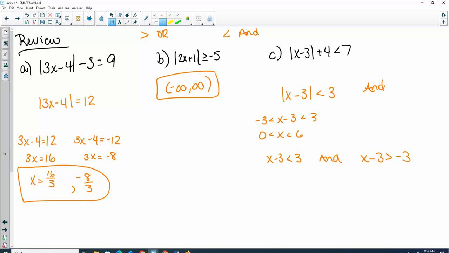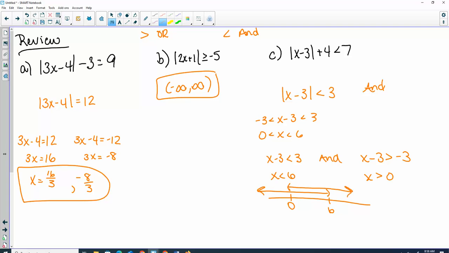Okay, when we did the ors, we always did this. We wrote 2 separate ones. So if you solve this, you get x is less than 6. X is greater than 0. If you do the 2 separate ones, you do have to kind of think about the graph at the end. Less than 6 would look like that. Greater than 0 would look like this.